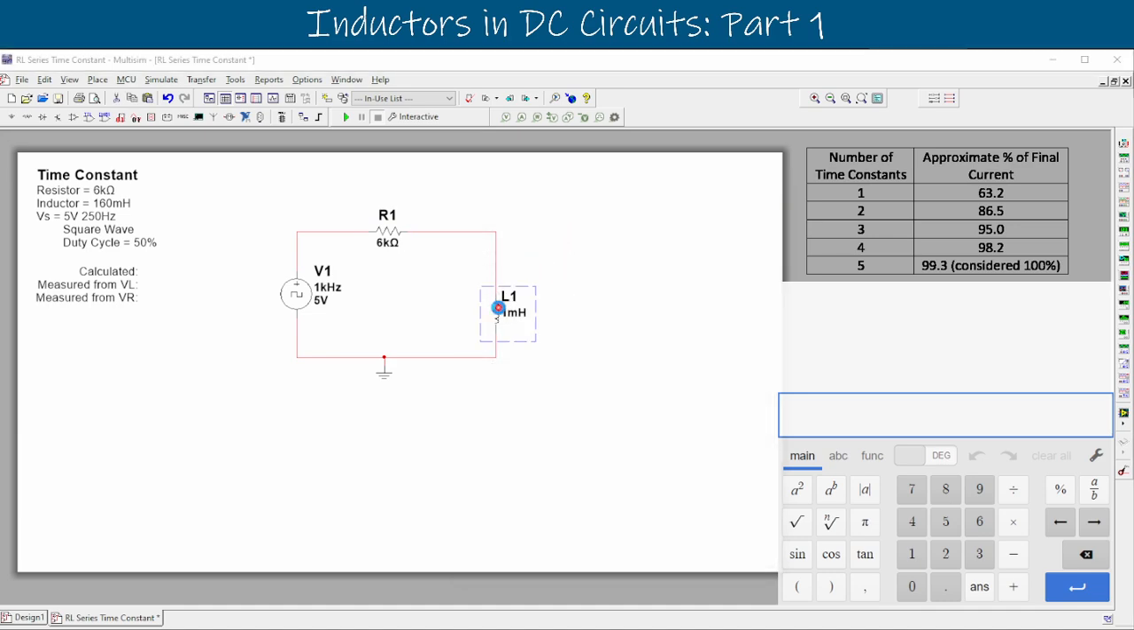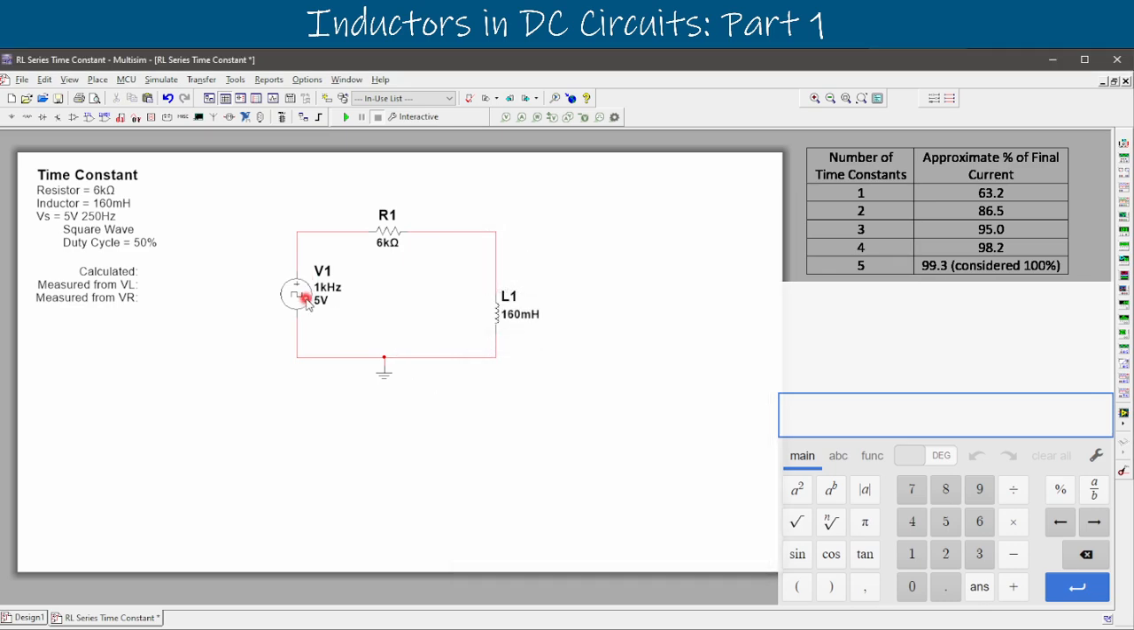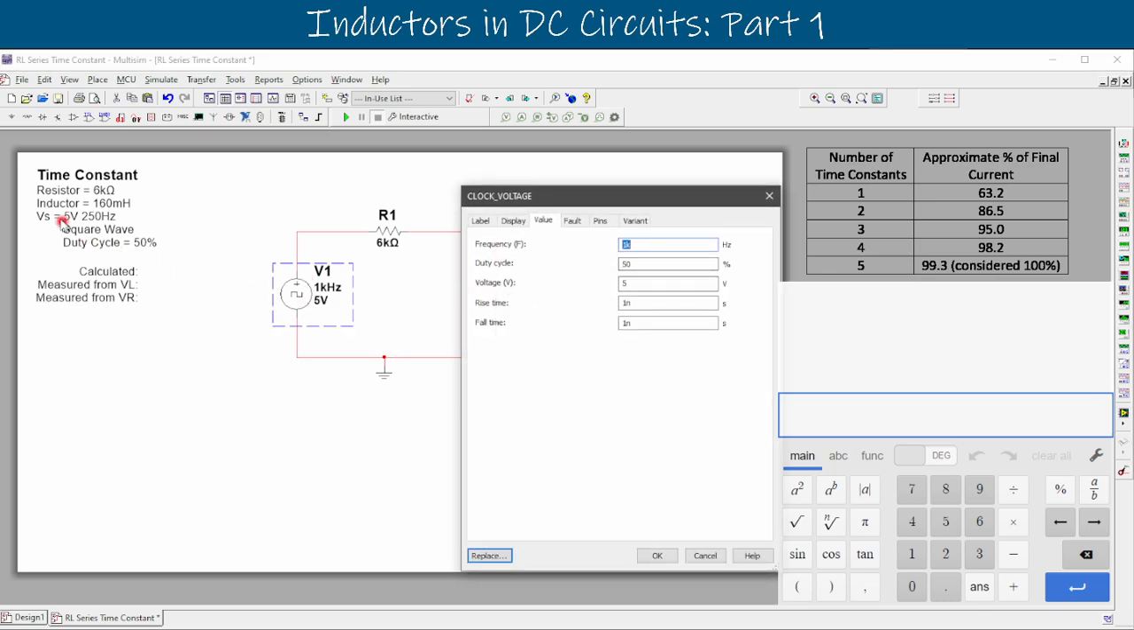Okay. And then our inductor as well, double click on that. We want that to be 160 millihenries. So we'll update that. Okay. And our voltage source has a lower frequency than 1,000, so it's going to be 250 hertz here. Make sure you put your correct values in for these. We see the duty cycle is already set to 50, and we have a 5-volt magnitude there, so we're okay with that.